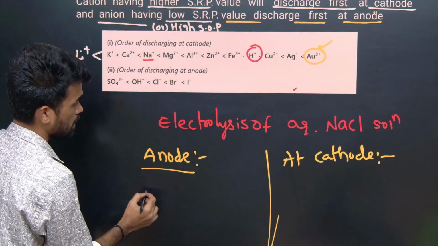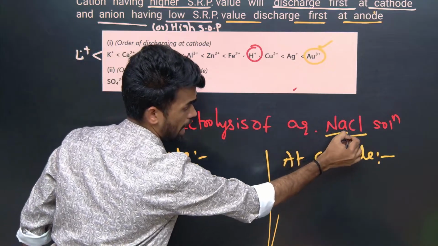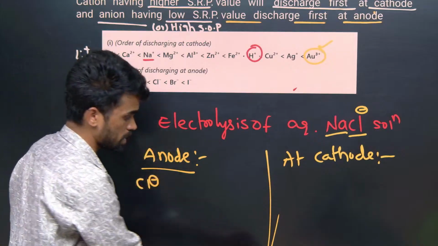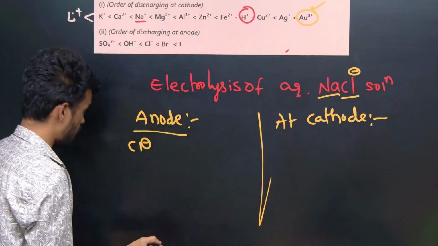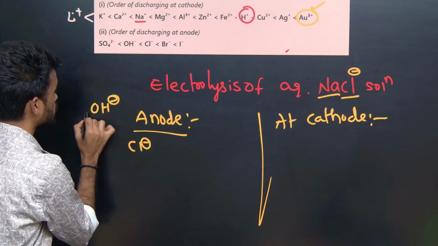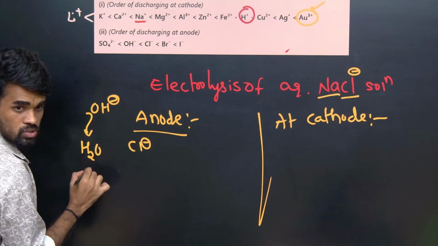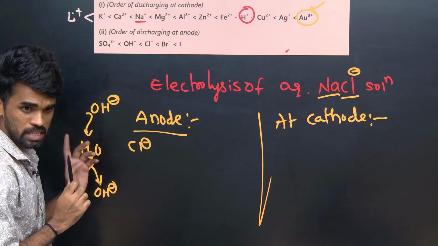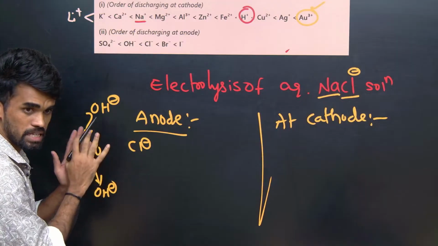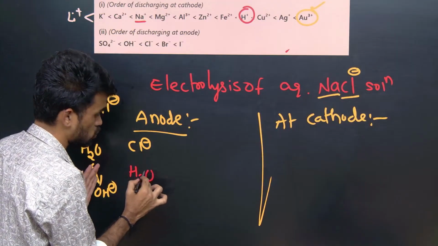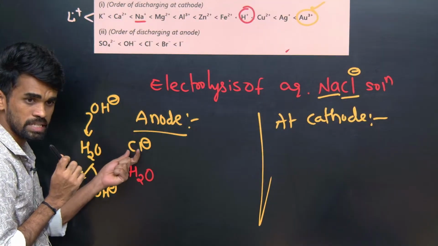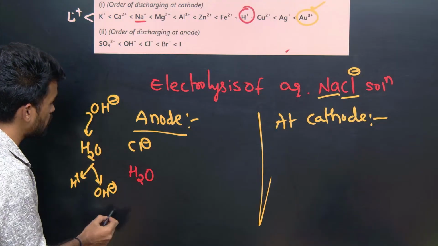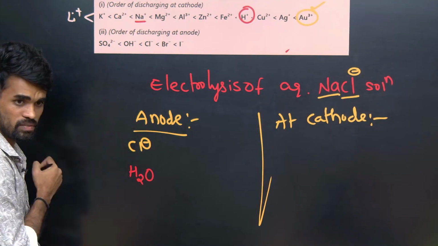So here I should write, out of this, what is the anion we have? We have Cl minus, aqueous solution I am saying now. So along with Cl minus, we also have OH minus ion from water. Water contains H plus and OH minus. So instead of writing the OH minus ion, we can also consider it directly as H2O. So at the anode we have Cl minus ion as well as H2O. Out of these two, which ion will discharge first? This is the one thing we need to know.